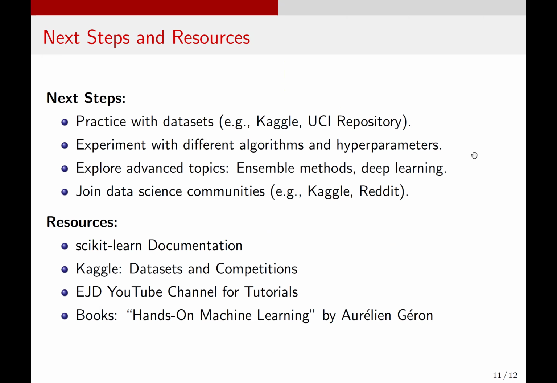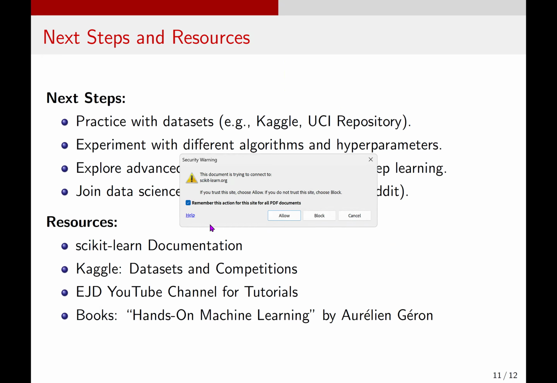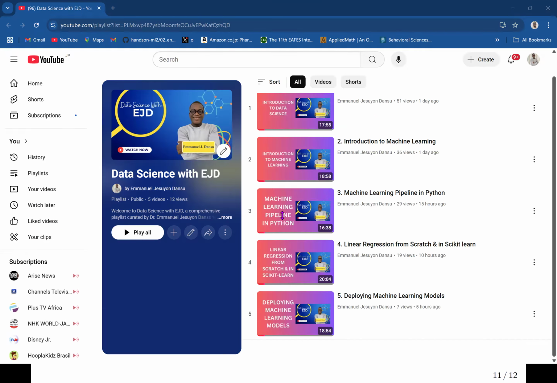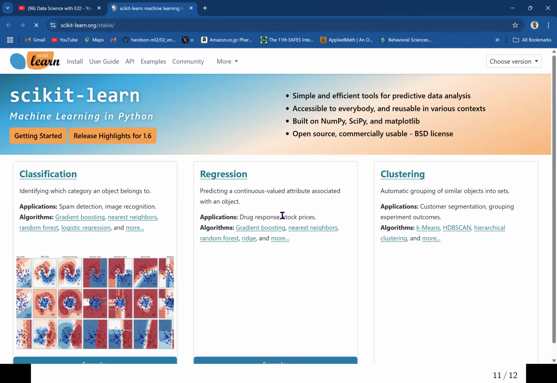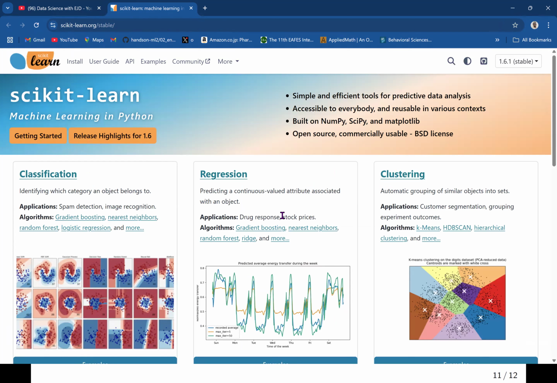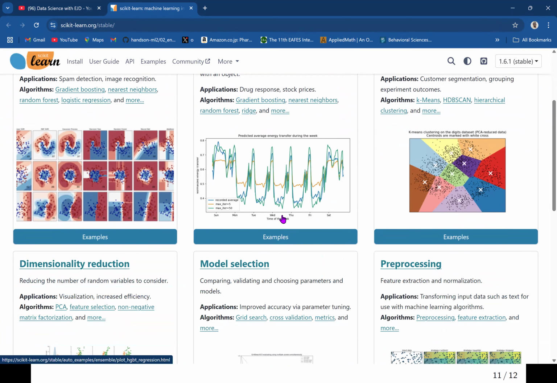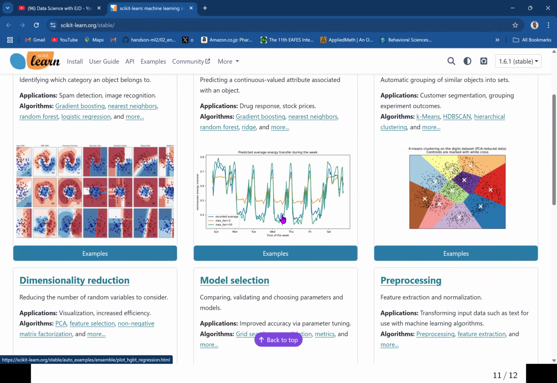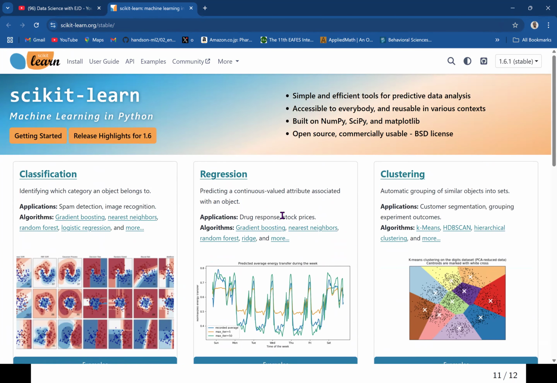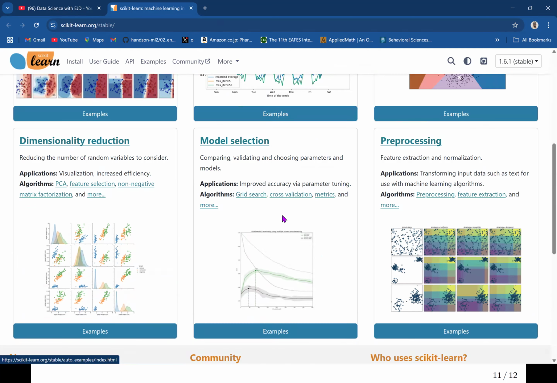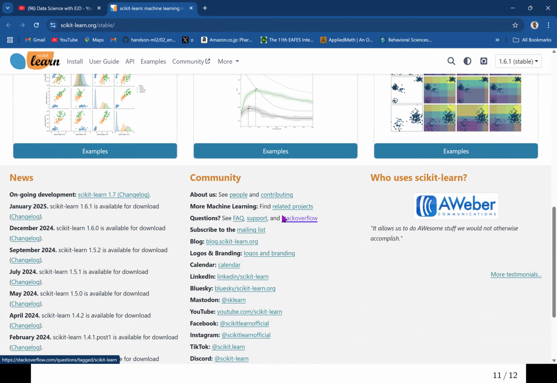Then you can join data science communities on Kaggle, on Reddit. For the scikit-learn documentation, I think this is clickable. If you want to know more about scikit-learn, because one way to learn all these libraries is to look at their documentation and take them one after the other. So this is the scikit-learn documentation. You see, scikit-learn basically takes you through the whole process of classification and regression, which are under supervised learning, and then you have clustering and dimensionality reduction. I think these ones are under unsupervised learning, maybe as well as model selection, pre-processing, and all of these things. So you have all this.